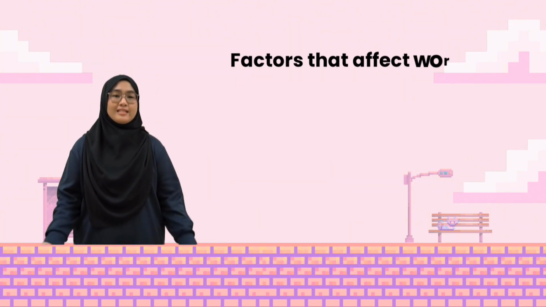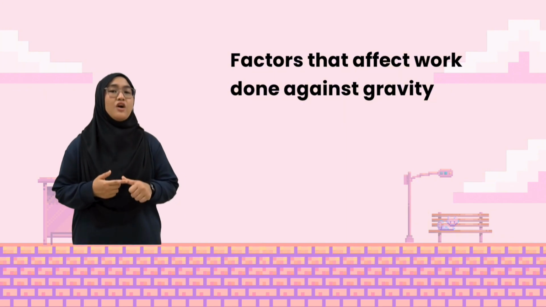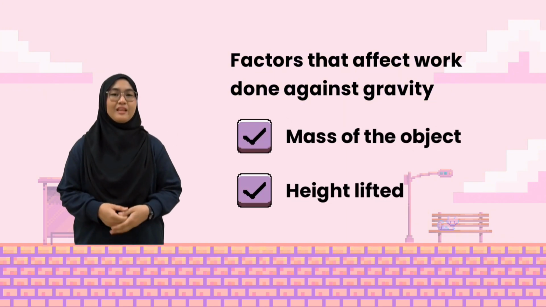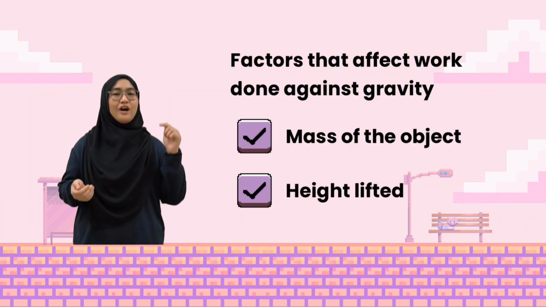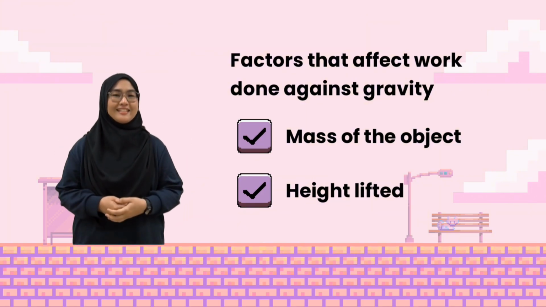Actually, there are two main factors that affect work done against gravity, which are first, mass of the object, as well as height lifted. Heavier objects need more work, and lifting the objects to a higher position also increases work done.